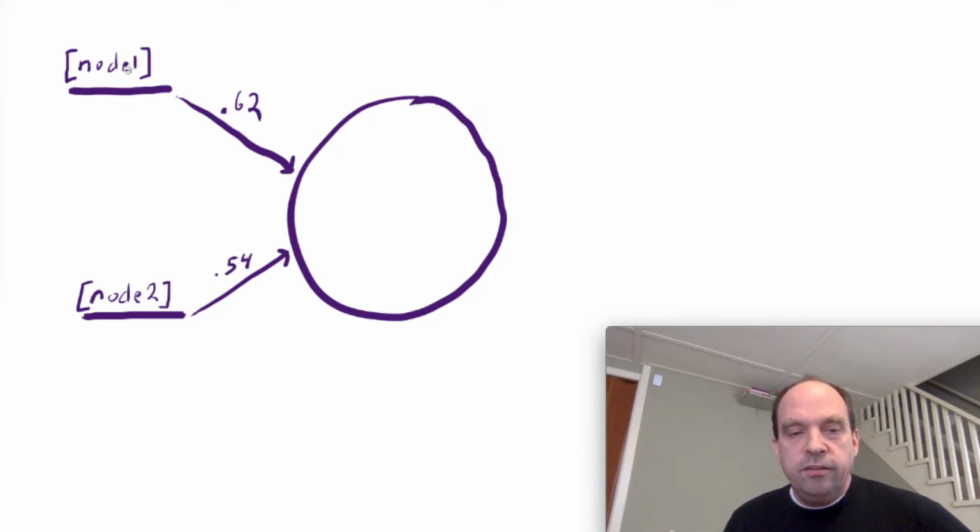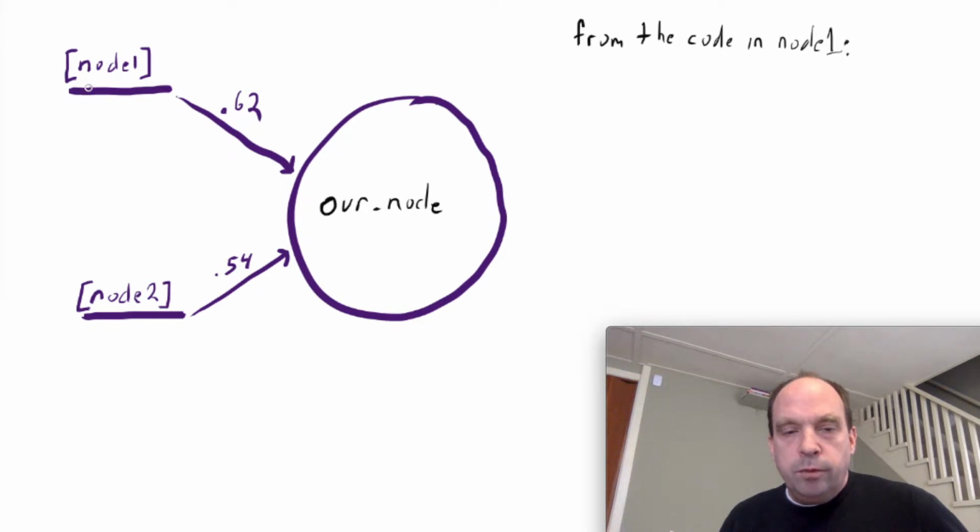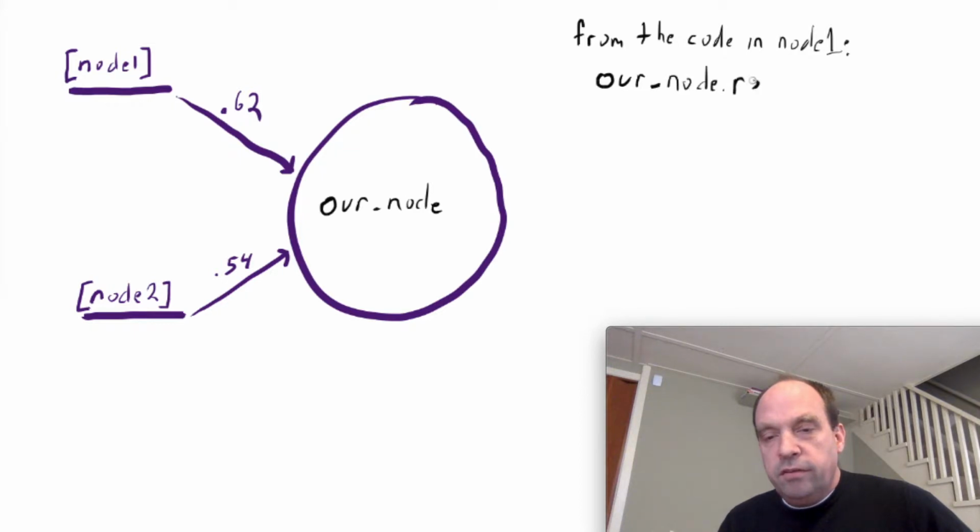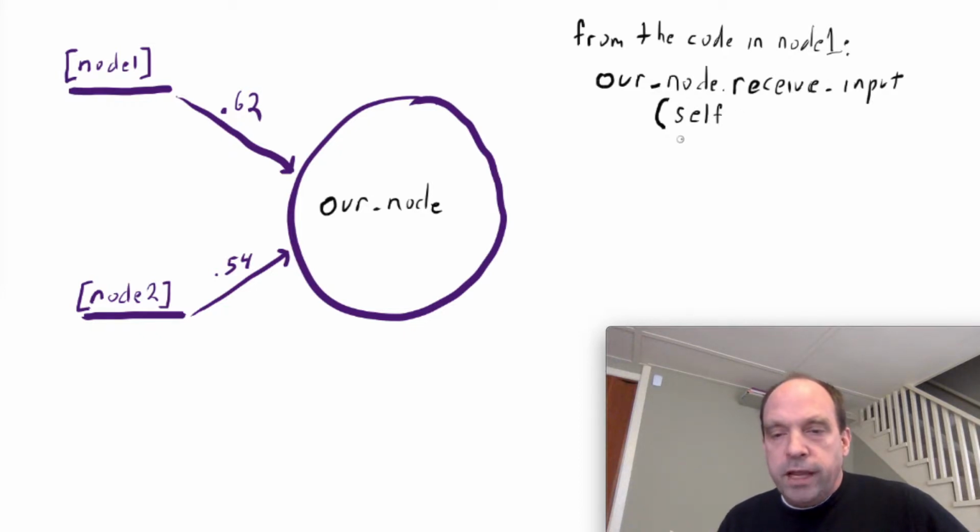When node 1 calculates its value and has some information ready for our node, it will call the receive input function on our node. Let's see what this function call would look like from the point of view of node 1. Node 1 wants to call receive input on our node. So inside node 1, we'd call our node.receive input. And the first argument we're going to include is self. We don't usually use self as an explicit argument, but from node 1, we actually want to pass the node 1 object into our node because we're using it as the key for the dictionary.